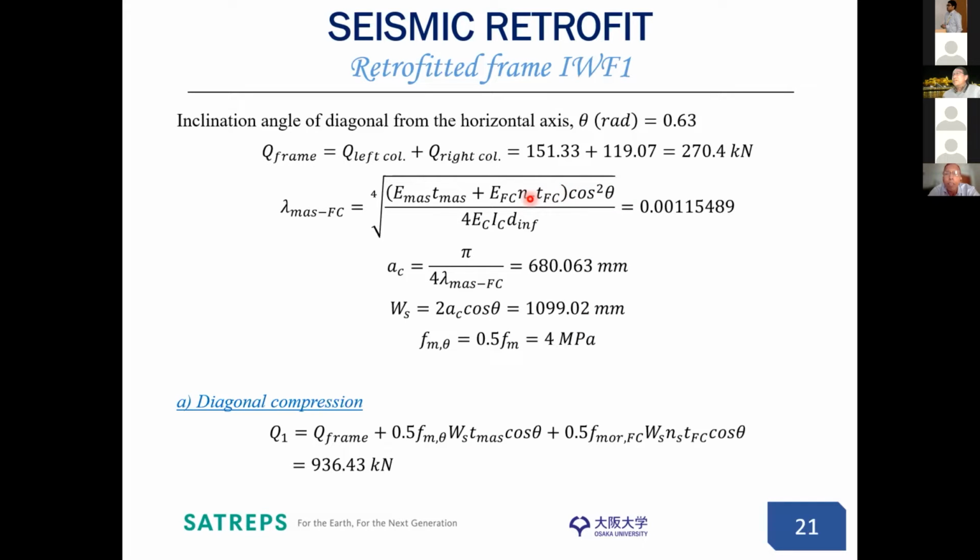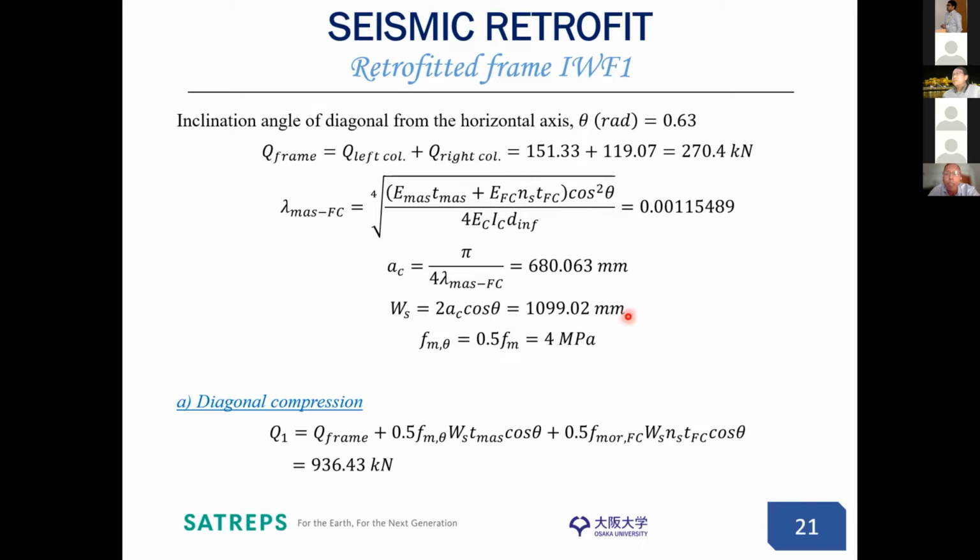And as explained by Dr. Sen earlier, how to determine each of the failure modes of this kind of retrofitting. Inclination angle was found by basic trigonometry. And Q frame, there is the existing frame before retrofitting with a masonry infill wall, which is the capacity of column B2 and capacity of column B3, left and right column before retrofitting is found to be like this. Lambda mass is actually found by basic properties of material like elastic modulus, thickness of masonry, number of layers, and moment of inertia of column. Such kind of basic parameters, you get this. Divide pi with 4 times this, you can get the contact area AC as shown earlier.